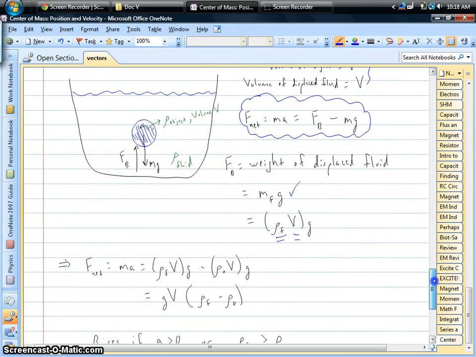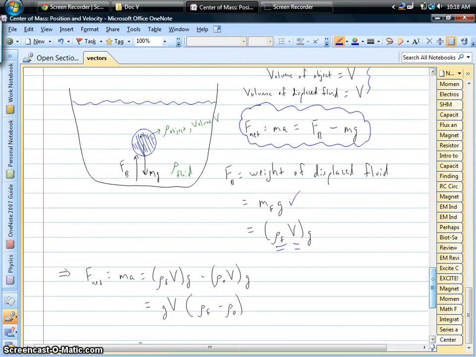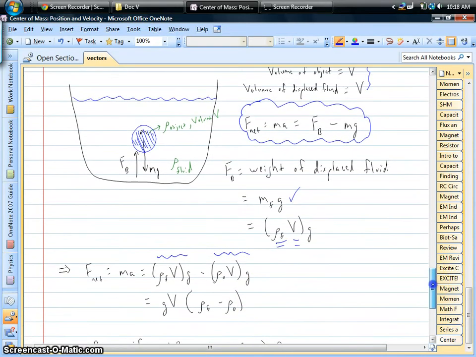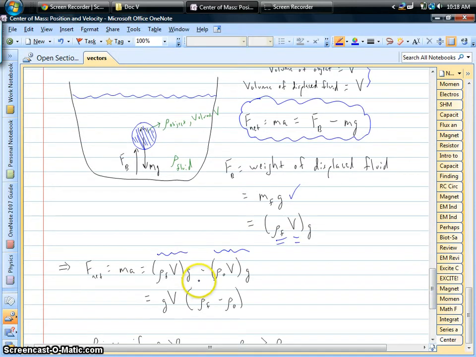Okay, so if we substitute these things back into Newton's second law, we have F equals ma. Here's the weight of the displaced fluid. Here's the weight of the object. Okay, its density times volume is its mass. And we can simplify that to the acceleration of gravity times the volume of the object times the difference in the densities of the object and the fluid. So the key is density.